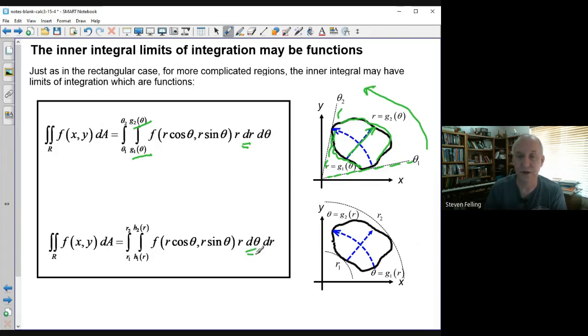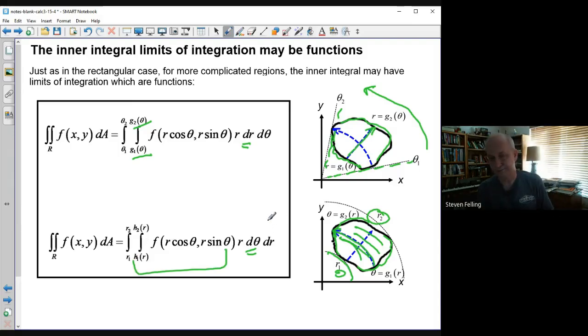And it could be the other way around too, right? You could decide to integrate theta first. This isn't typically done because the dA element has an r already in it, but you could integrate theta first and express these boundaries as functions of r, and then integrate that way, starting at some low r and ending at some maximum r, to cover the shaded region. So we still can have things where the inner integral is a function of the variable of the outer integral.